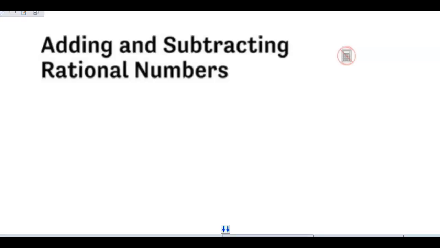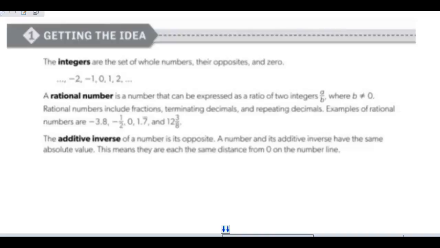Hello. Today we're going to talk about adding and subtracting rational numbers, and honestly the focus is going to be on adding rational numbers. When we're talking about adding rational numbers, many times we're talking about numbers that have positives and negatives or zeros in them.